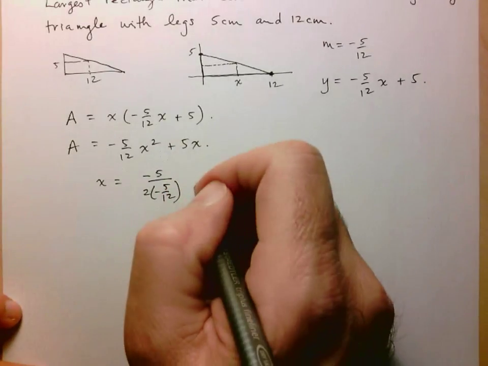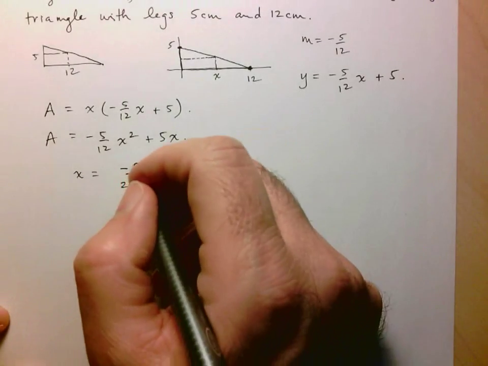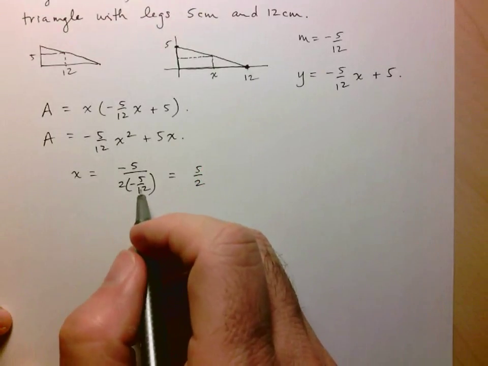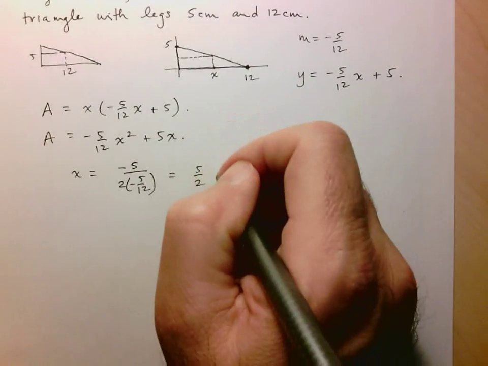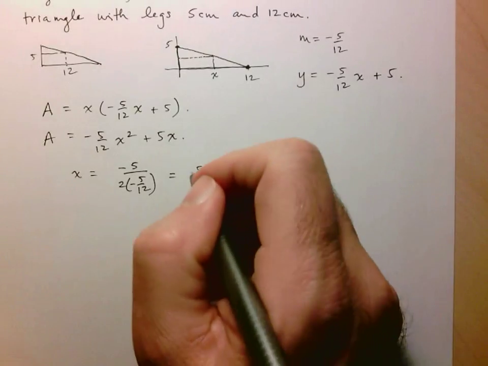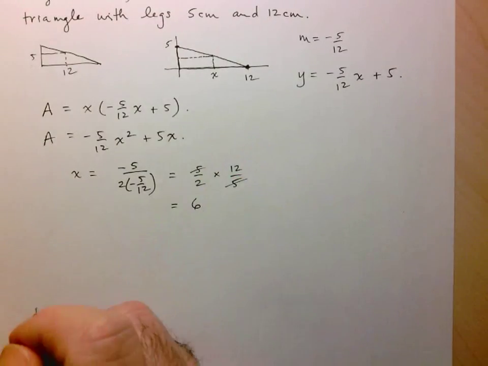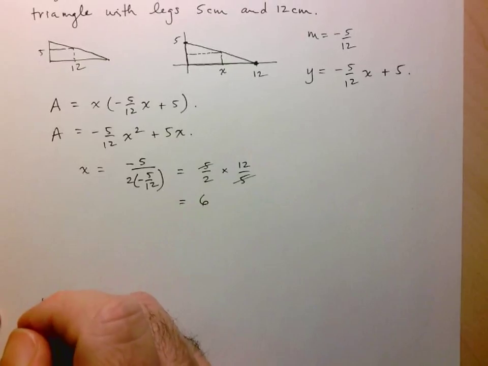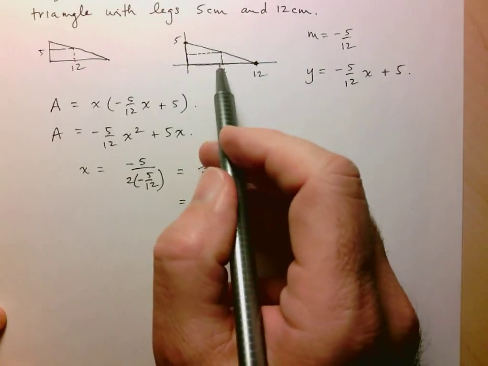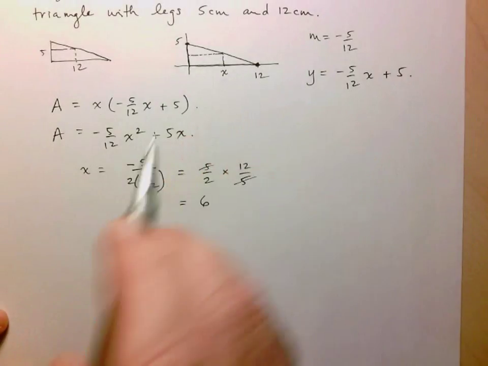So let's take a look at what that gives us. The negatives cancel out. So here I can think of this as 5 over 2, and since I'm dividing by 5/12, that's like multiplying by 12/5. And so here 5 and 5 cancel out, so that occurs when x is equal to 6. Something that's interesting here is notice that 6 happens to be exactly halfway between 0 and 12. So halfway along that lower leg.